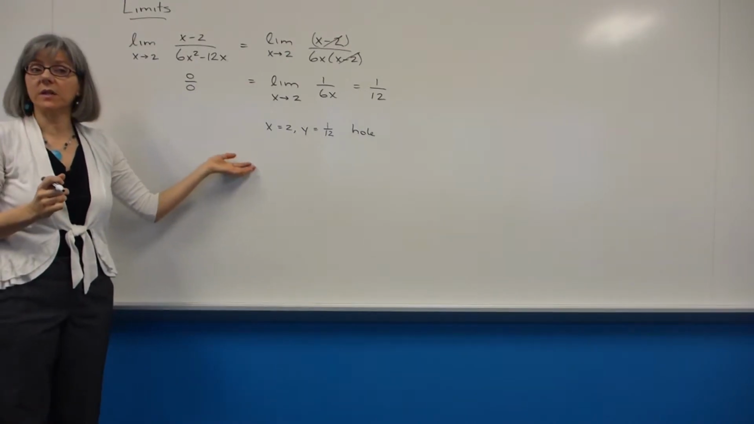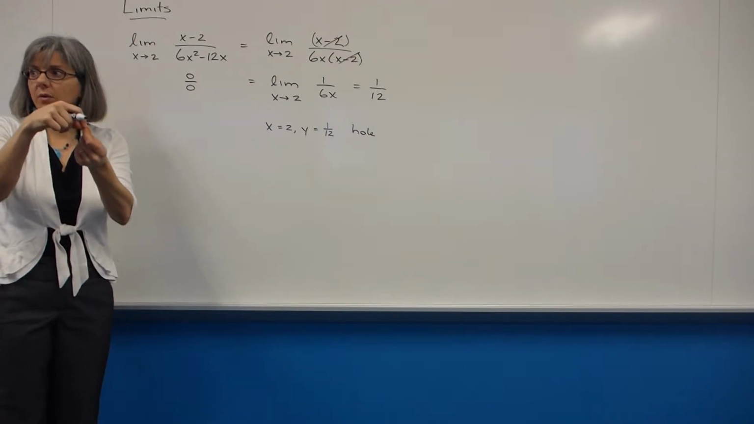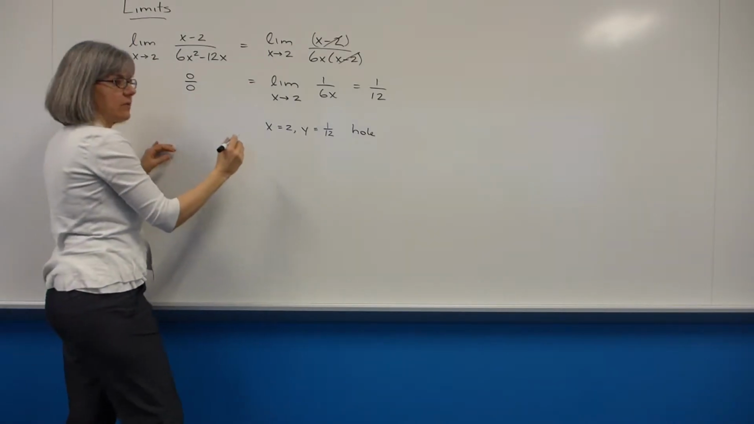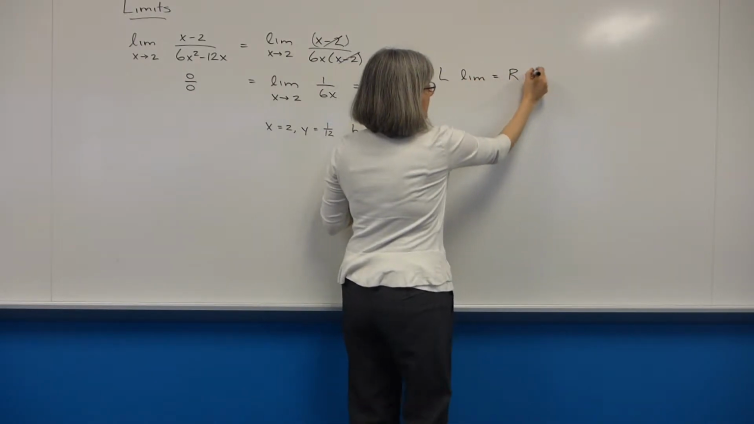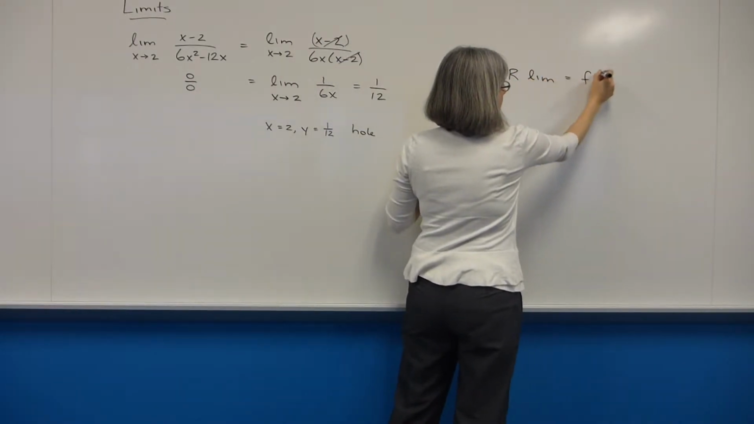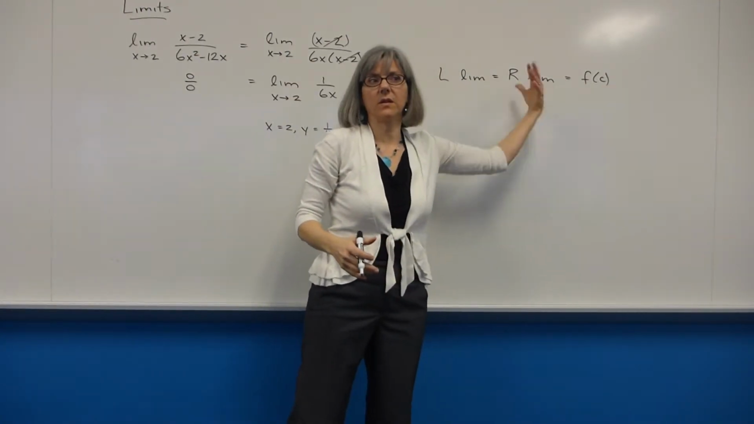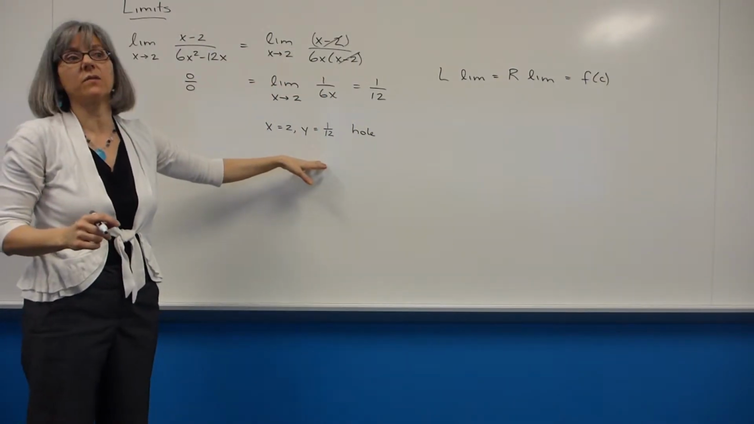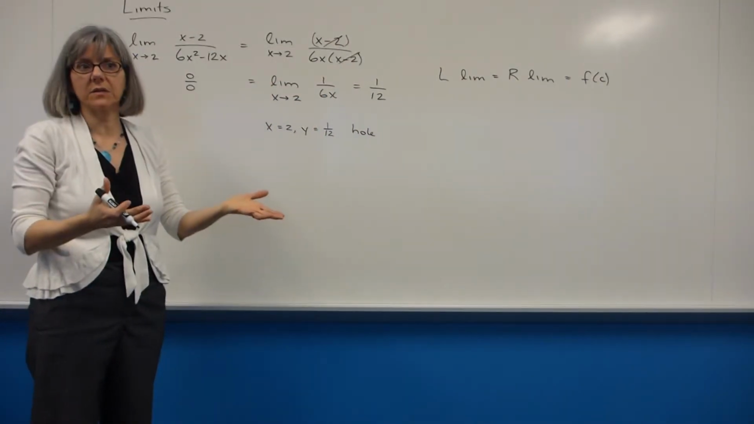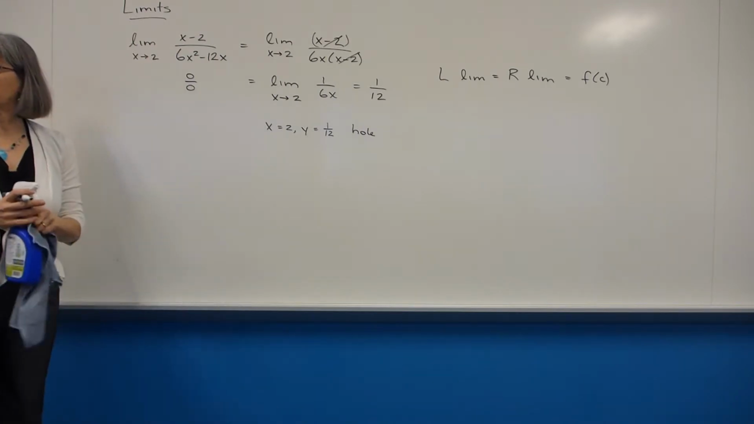So is it continuous at the hole? No, because it's a gap. It can't be continuous at the hole. There's nothing there. Remember, continuity requires that the left limit equals the right limit equals the actual value of the point. If the value of the point isn't there, then you're missing one of the three pieces. So it's not continuous here, and because it's not continuous, it's not differentiable either. Differentiability requires continuity.